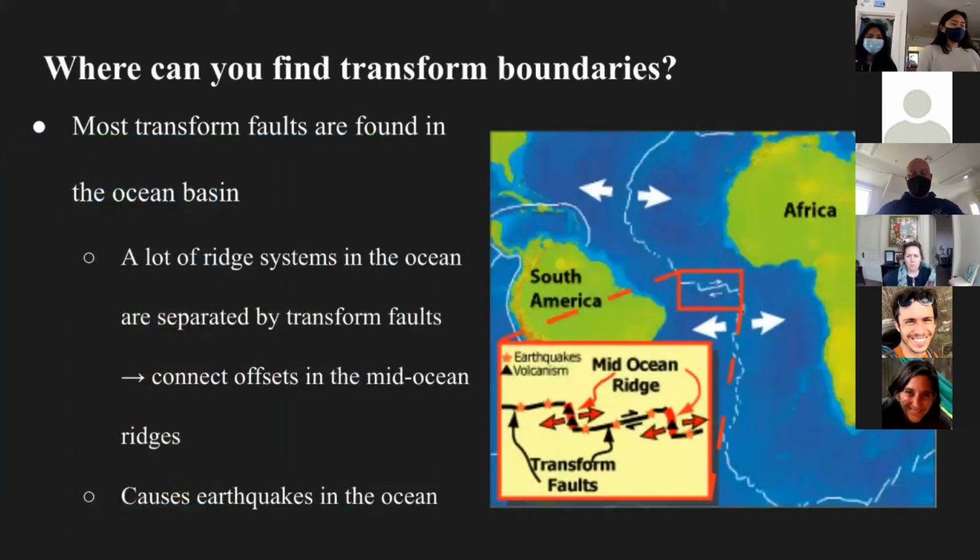Where can you find transform boundaries? Most transform boundaries occur at mid-ocean ridges at the bottom of the ocean. The mid-ocean ridge is the range of mountains under the ocean that is caused by a divergent boundary. Ridge systems in the ocean are separated by transform faults, which connect offsets in the mid-ocean ridges. This type of boundary also causes a lot of earthquakes in the ocean.